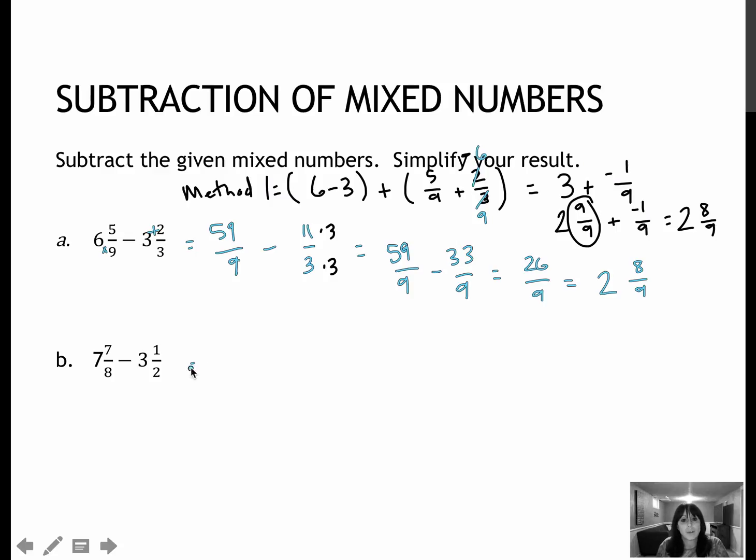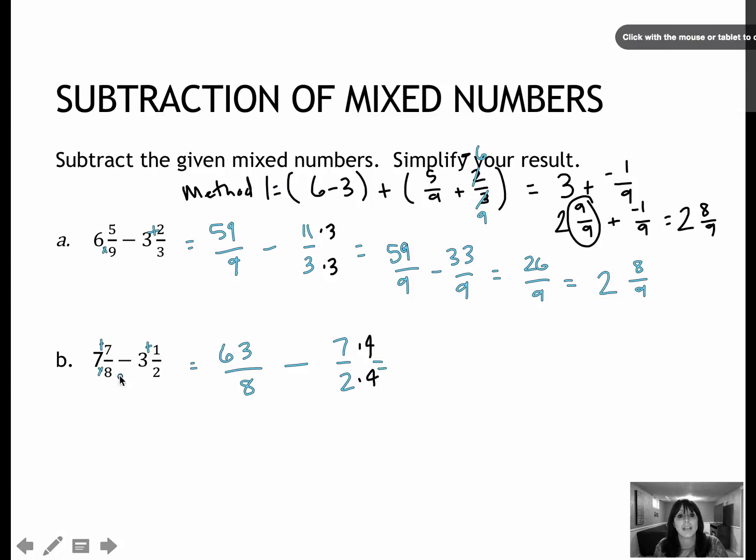Last subtraction that I'm going to do with you here, I have 7 and 7/8. So I'm going to take 7 times 8, which is 56, plus 7 is 63/8. I'm going to subtract 3 times 2, which is 6, plus 1, so 7/2. In order for me to combine those together, I need to have a common denominator. So I'm going to multiply by 4 on top and on bottom of my second fraction because 8 and 2 have a common denominator of 8. So 63 eighths minus 28 eighths. So now I'm just taking 63 minus 28, which is 35.